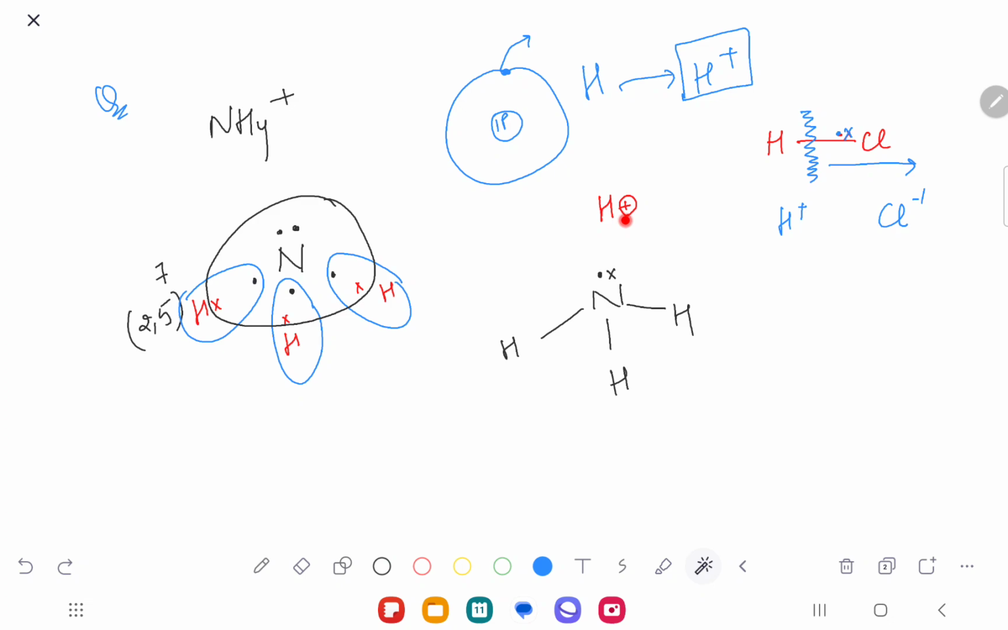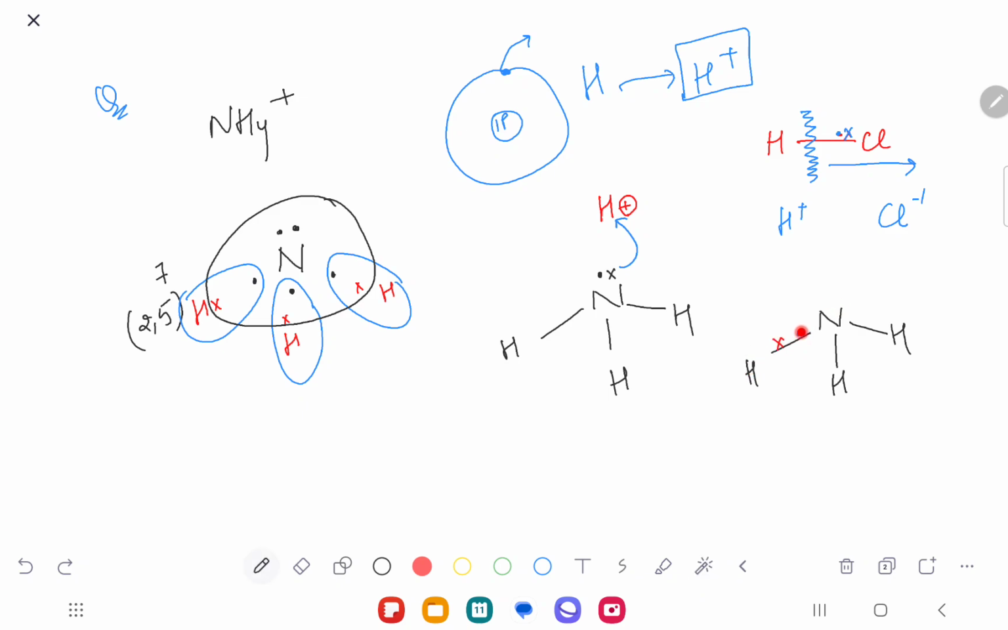So what does nitrogen do? Nitrogen says, okay, you take this cross electron from me and let me give it to you. Thereby, nitrogen donates one of its electrons to H plus. So the N-H bonds are normal covalent bonds. Why am I calling it a normal covalent bond? Because in a normal covalent bond, one electron is contributed by nitrogen and the other by hydrogen.